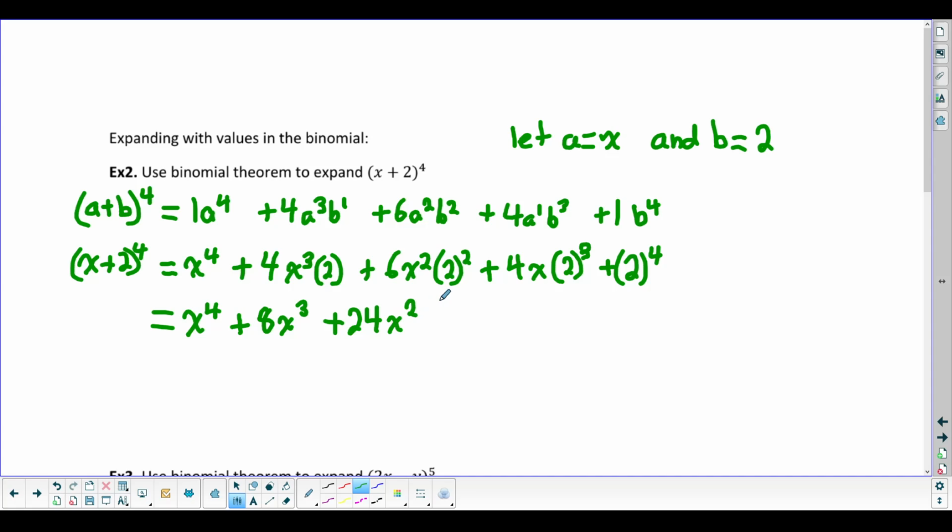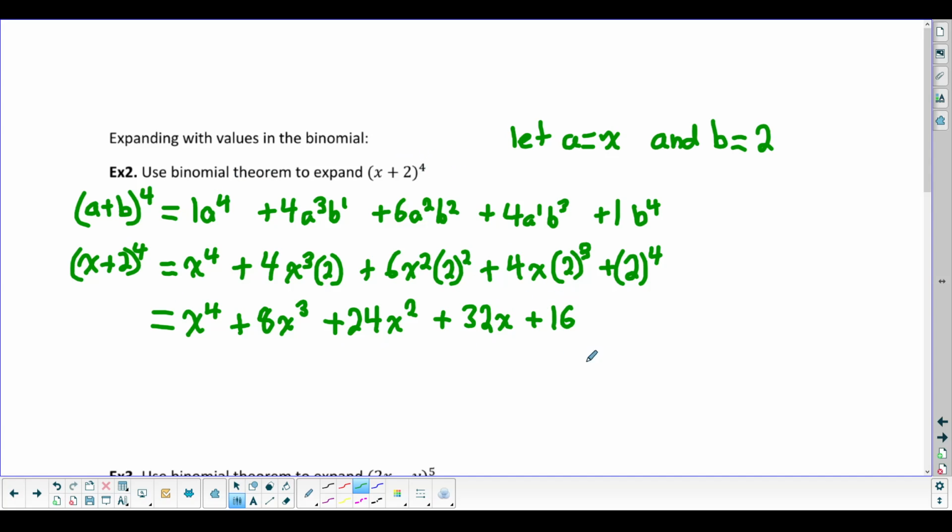x squared. Here we have 2 to the power of 3 first. 2 to the power of 3 is 8 times 4 is 32x. And lastly, we have 2 to the power of 4. 2 to the power of 4 is 16. All right, and there is the binomial expansion of x plus 2 to the power of 4.